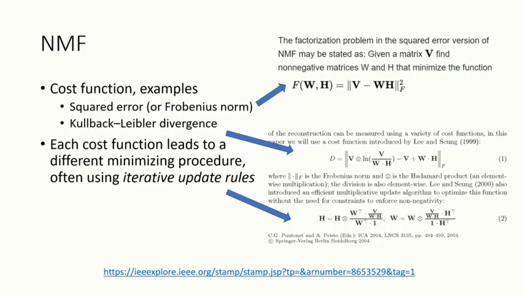There is also another algorithm with the same idea. The cost function is just defined a little bit differently. Here they use KL divergence, computed based on the log of this ratio times V, minus this.